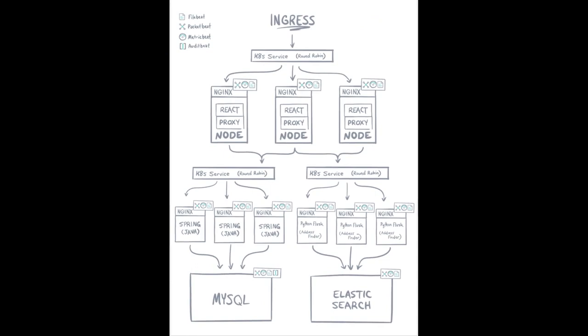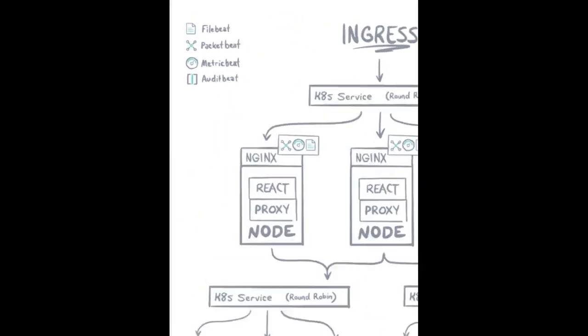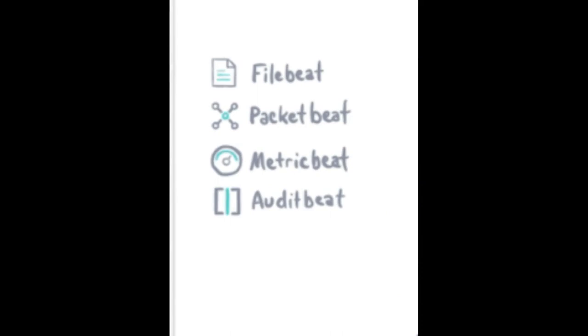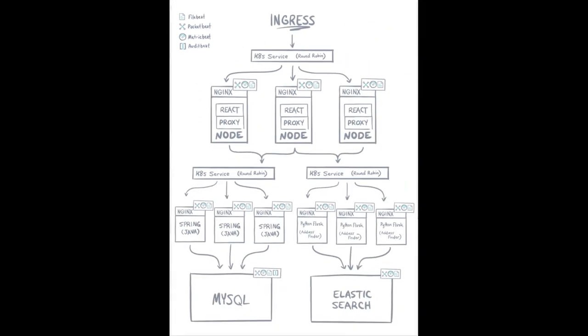To monitor everything, we've instrumented the application services with our APM agents for React, Node, Python, and Java, and we're using FileBeat, PacketBeat, and MetricBeat deployed as Kubernetes daemon set to collect logs and metrics from each of the application service pods. With Beats Auto Discovery, monitoring new pods as Kubernetes scales the application services is handled automatically for us.